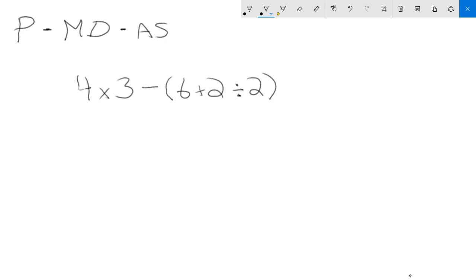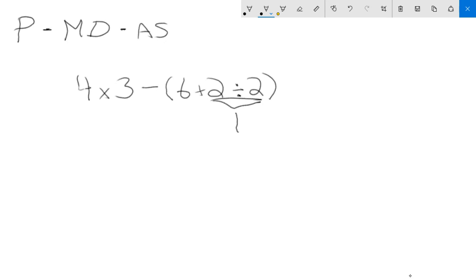Are there any more parentheses inside of this? No. Is there any multiplication or division? Yes, right here, there's division. So that becomes my first step. Now, if you notice, I'm modeling it the same way I did before. I like to underline the part I'm working on. Then I solve this part. 2 divided by 2 is 1.